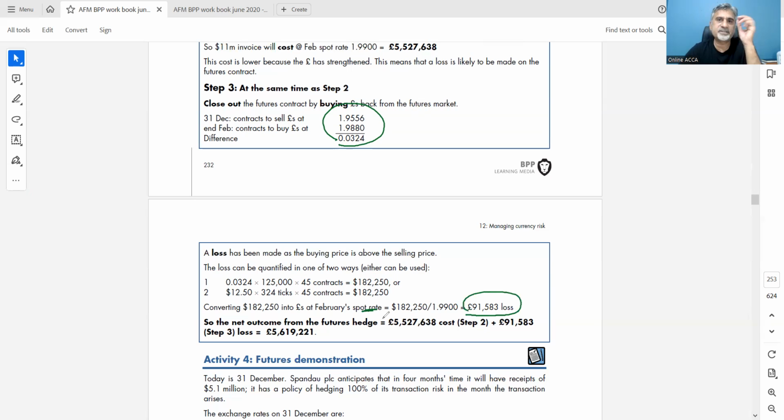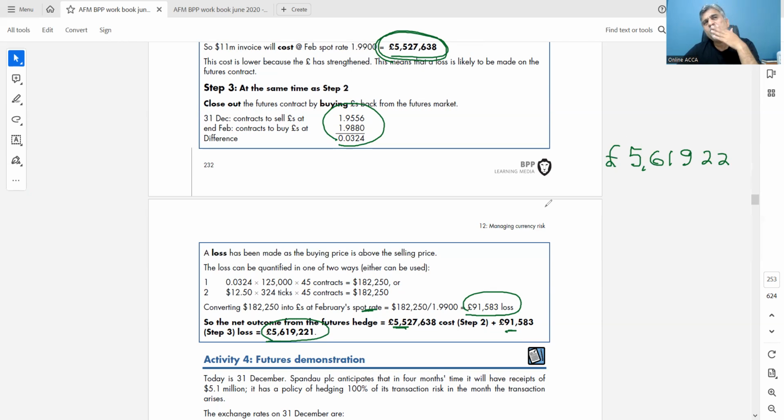So my total cost comes out to be 5.527 million plus my loss of 91,000 pounds. The total cost is 5.619. So I actually ended up paying 5,619,221 sterlings.